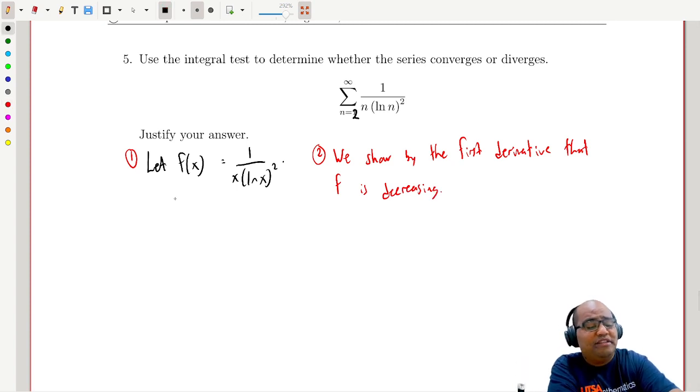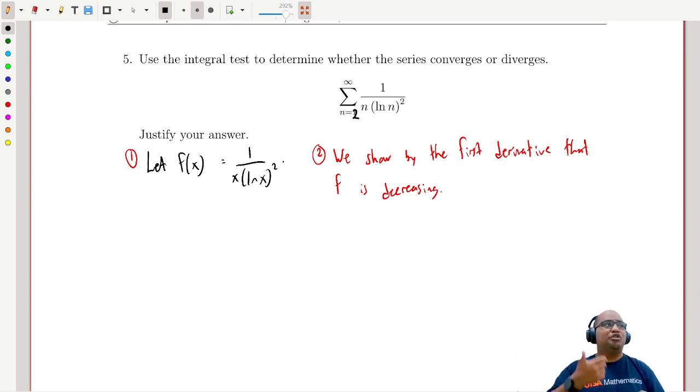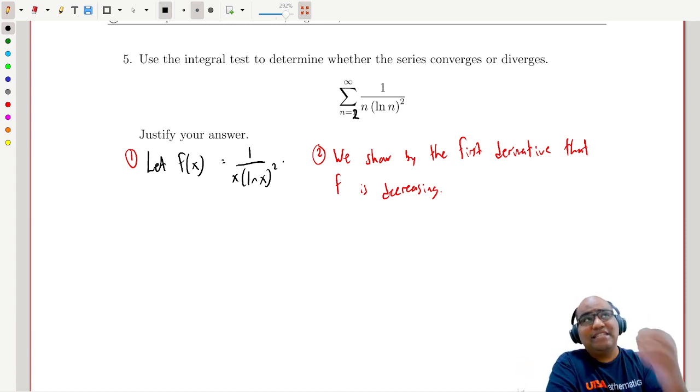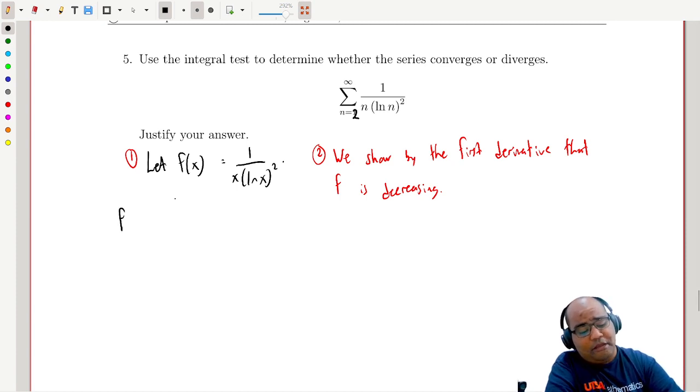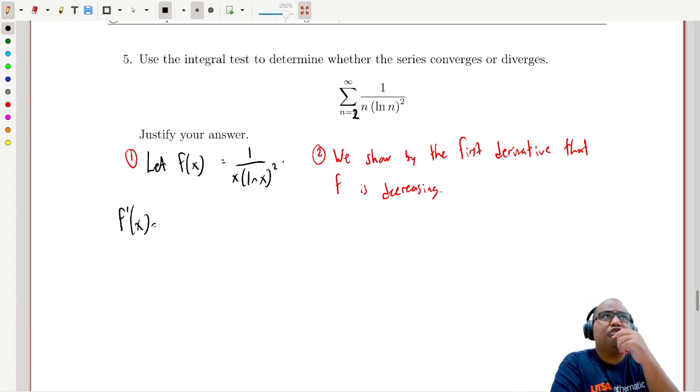Now, there is a way you can shortcut this. Whenever you have a reciprocal like this, where it's just 1 over a function, if you want to show that the entire function is decreasing, you can show that the denominator is increasing. But that's an exercise I can leave for y'all. We'll just do this with the first derivative test. So we'll take the derivative, f prime of x. We're going to have to use some trickery here. In fact, I think we'll just use the quotient rule. You could use the power rule or the product rule if you wanted to, but I'll use the quotient rule here.